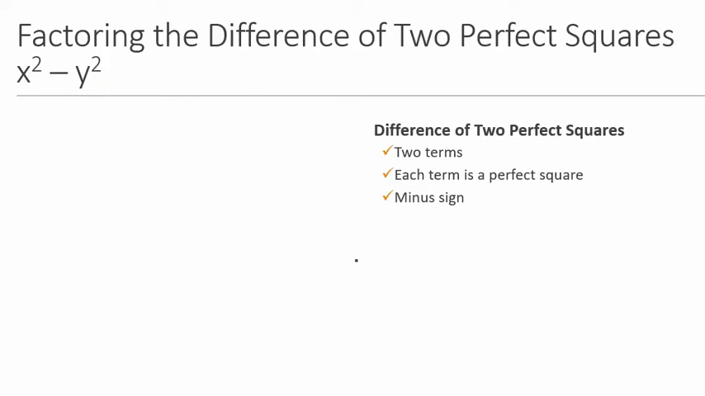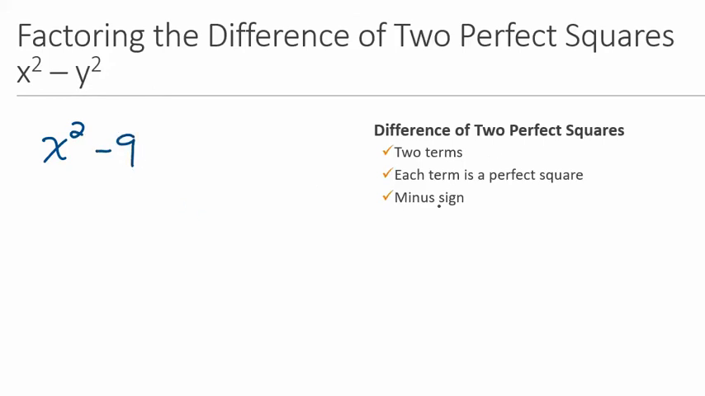Let me give you a couple examples. It's always easier with examples. So let's say, let's undo that. Get rid of that. Let's say we have x squared minus 9, okay?